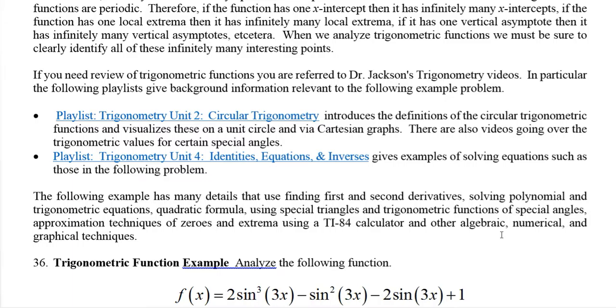Now this particular one is going to review a whole bunch of skills, mainly from trigonometry, but also some algebraic skills as well. So this is going to be a good review to see if you remember all these things from trigonometry. And once again, go back to those trigonometry playlists if you need some more help with that.